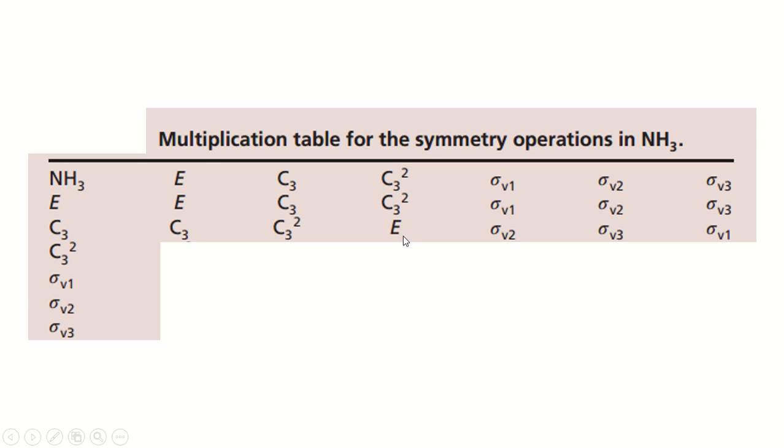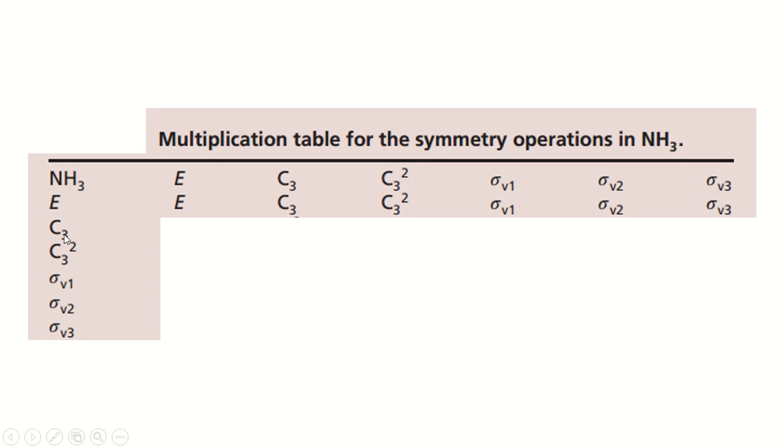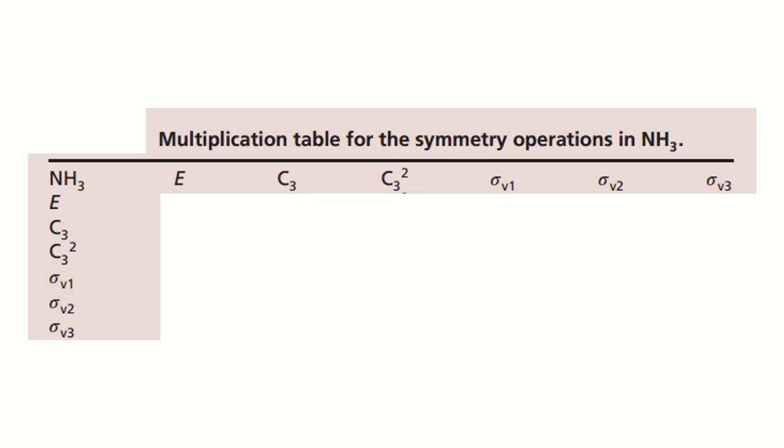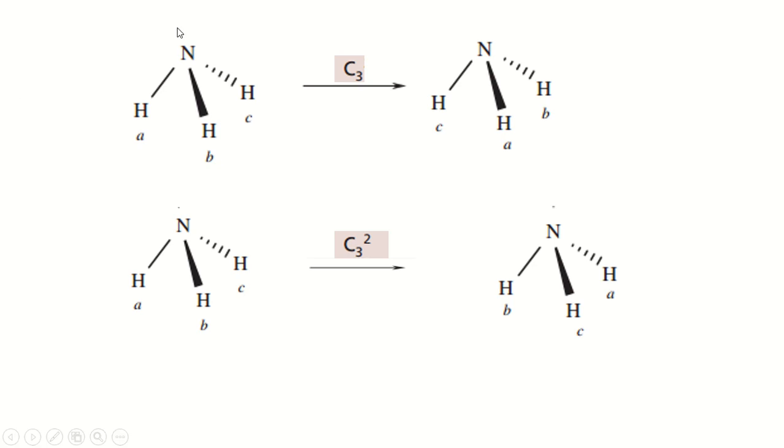Here we can see that this is equal to identity. And what happens if we apply C3 rotation and then sigma V? What will happen? First of all, we need to apply C3 rotation. C3 we have applied, and we will get a molecule like this.